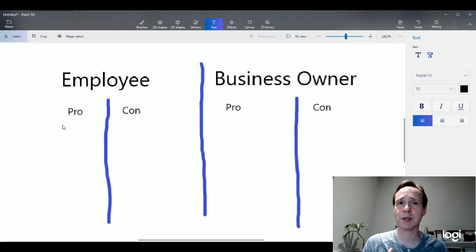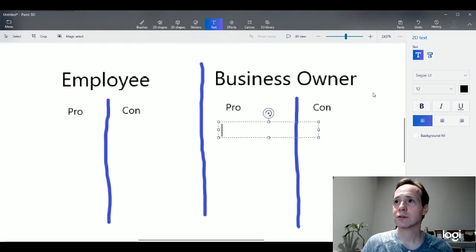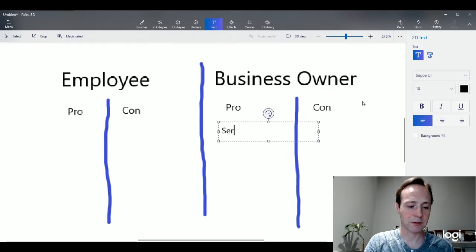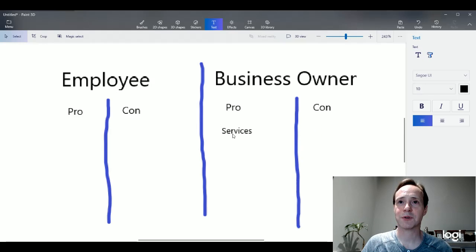So in the case of an employee, they are supplying the business owner, and I'll just write that in here, with services. Okay, so they get services from the employee. So that's the first thing that they get. And that's the pro, that they're getting these services from the employee.